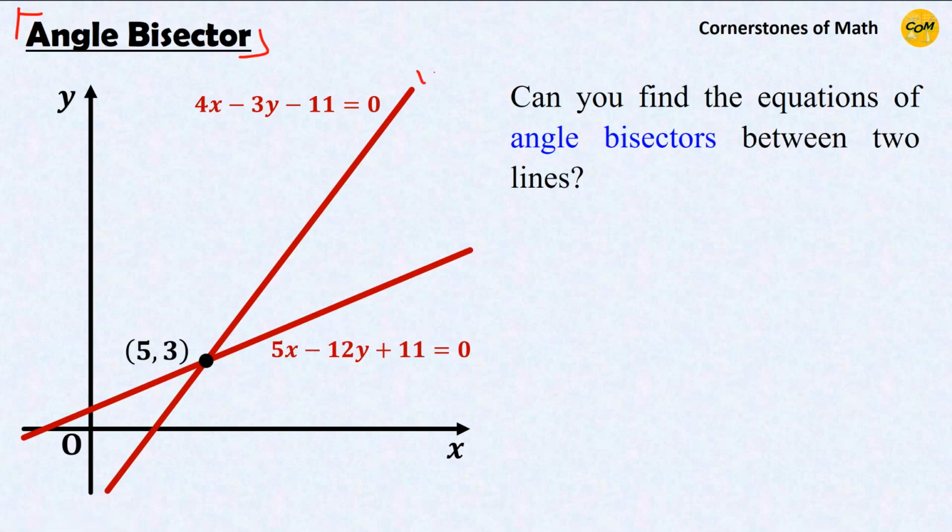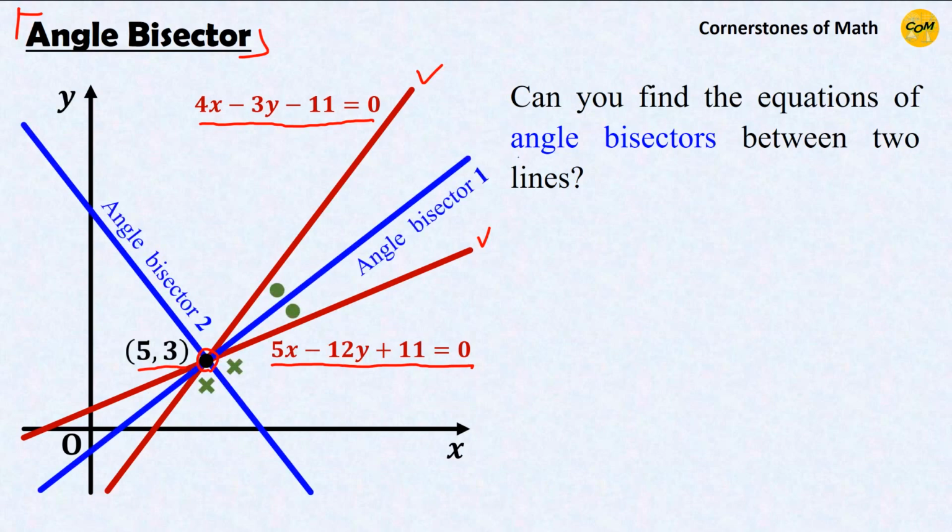For example, these two red lines shown in the figure, 4x minus 3y minus 11 equals 0 and 5x minus 12y plus 11 equals 0, meet at the point (5, 3). Then, can you find the equations of the angle bisectors between these two red lines? There are two angle bisectors, by the way: the one that bisects the smaller angle between two lines and the one that bisects the larger angle between two lines.